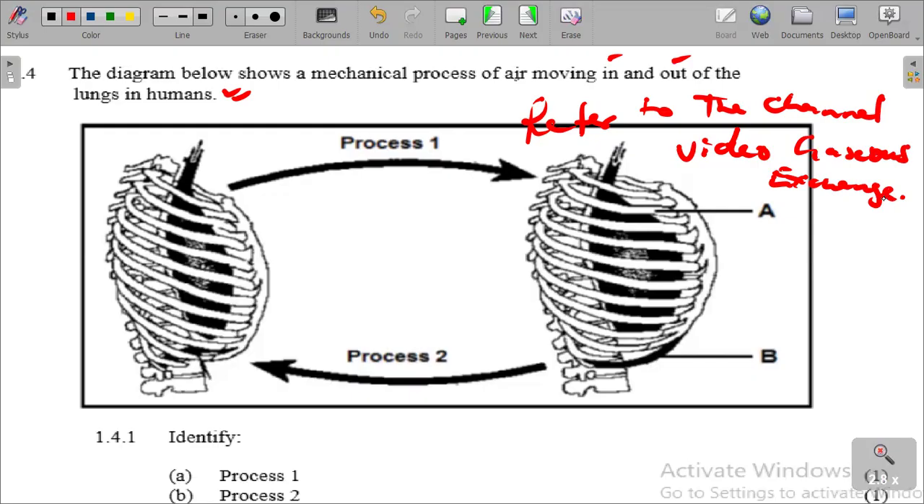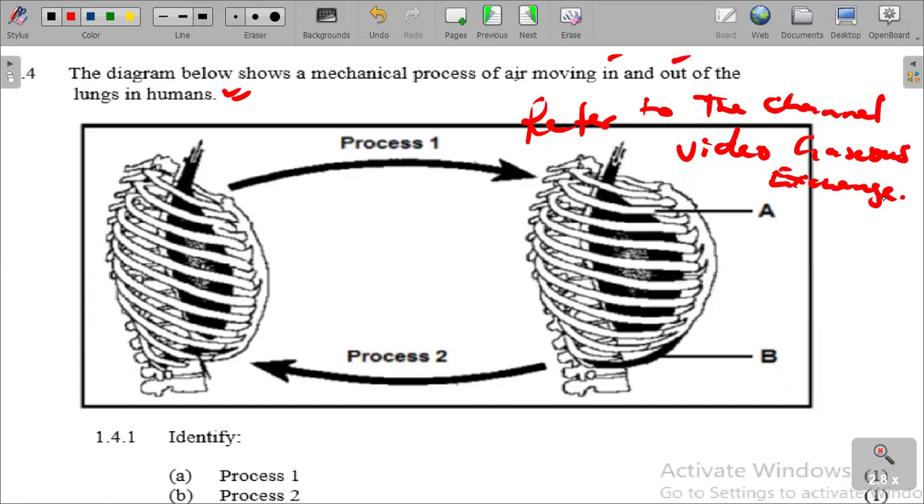So now we want to talk about the intercostal muscles, or the muscles or the organs involved in gaseous exchange, and also their changes: what happens with the lungs, what happens with the ribs, the diaphragm, and all that.